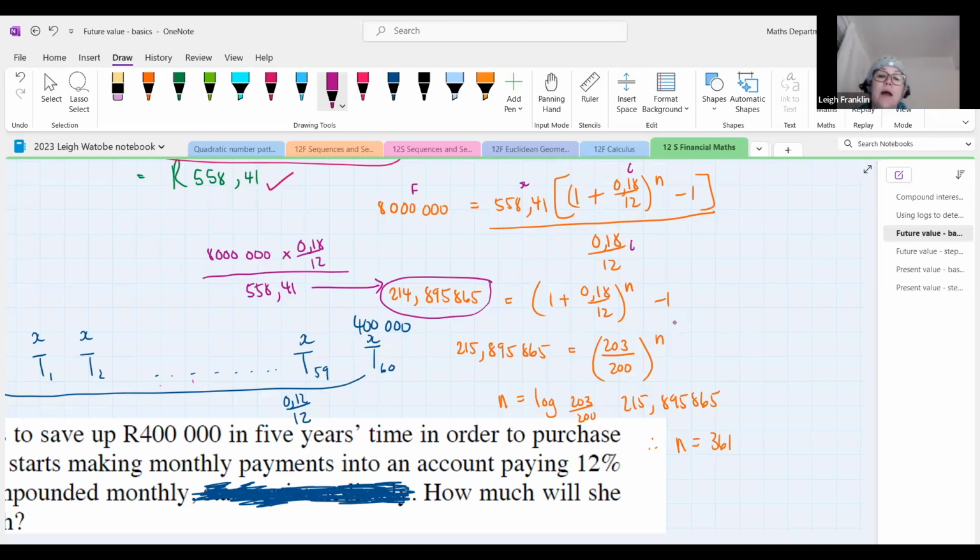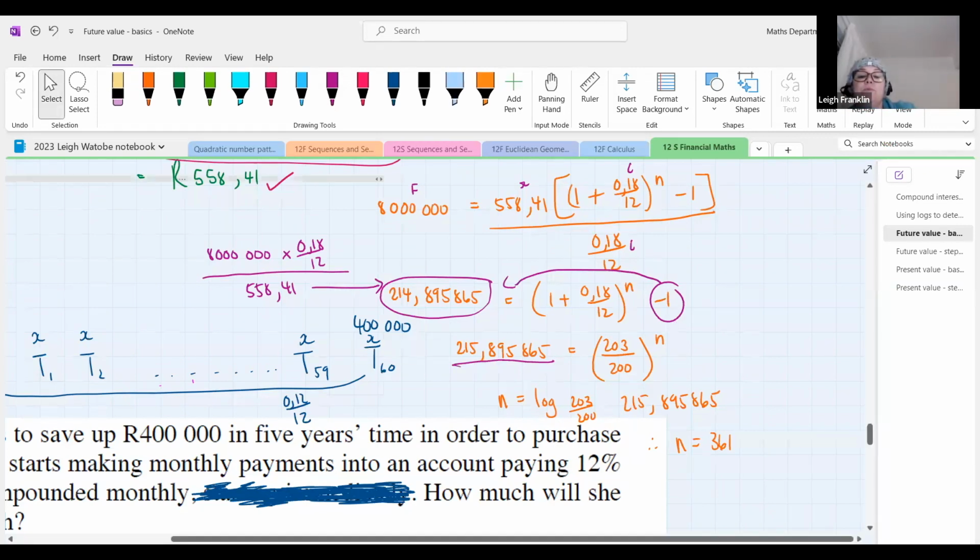Because I'm trying to isolate the base so that I can use logs. Then I have transposed the -1. I've taken it over to the other side, which is why it's now become this 215. That is my number. My base is what was inside my bracket. Does that make more sense?